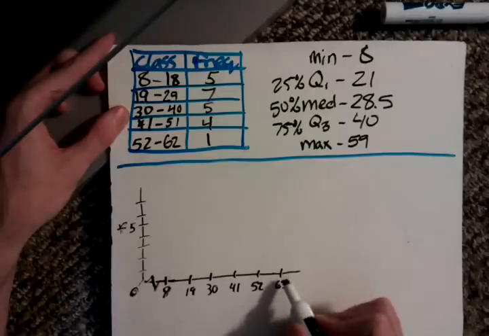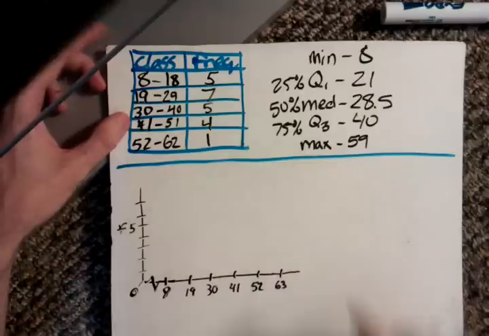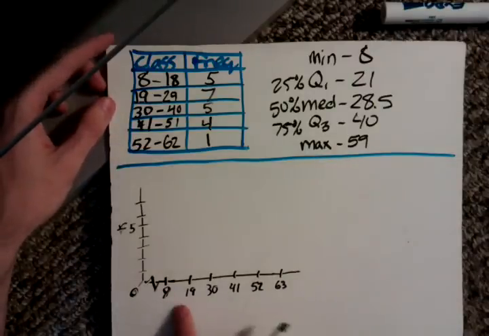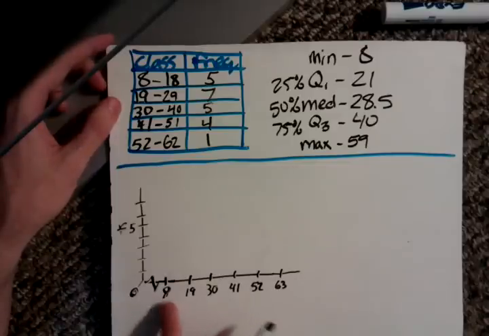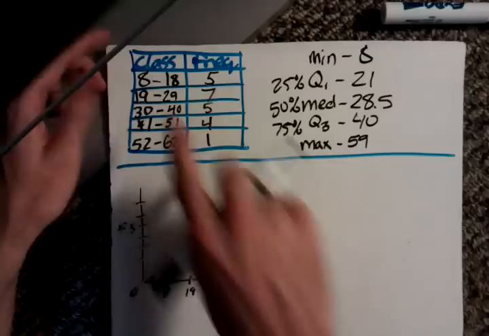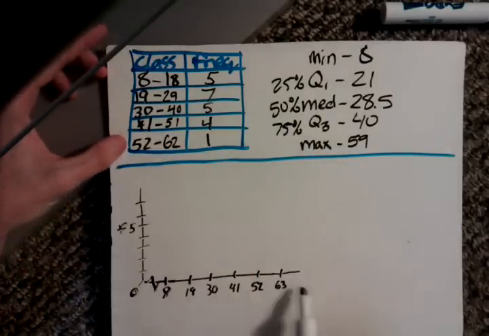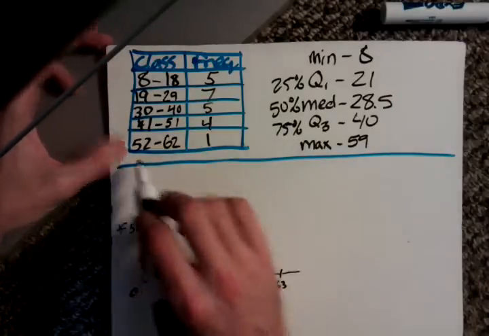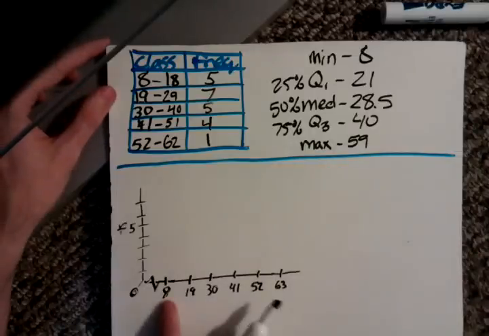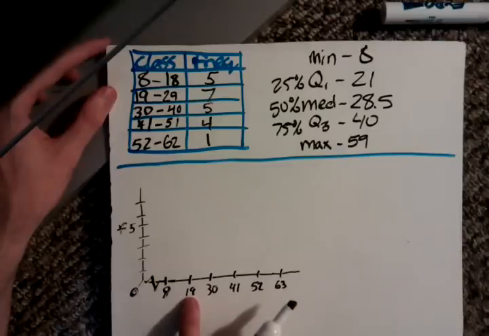And I write that number down because it's going to represent the end of this class here. So it's really important that you label your axis correctly. You don't want to put 8 to 18 because then you don't know where to start the next one. So it goes 8, 19, 30, 41, 52. And then the next one would be 63. So then in this first range from 8 up to, and you really interpret this as less than 19.